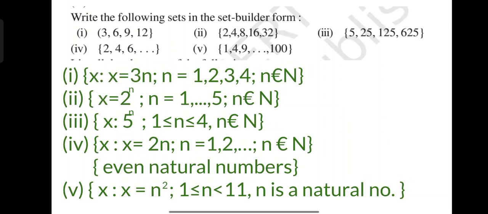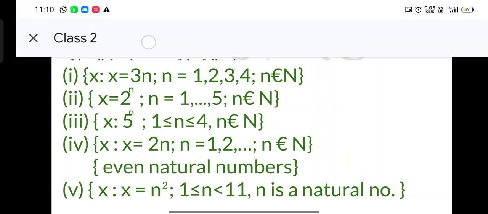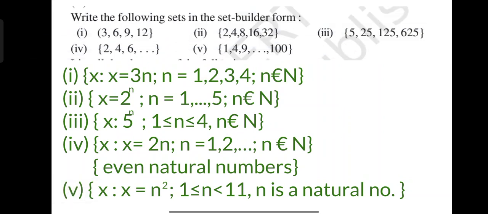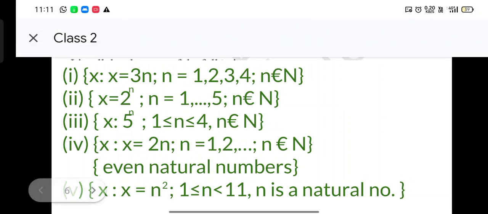So X equal to. Okay, this much should be written in every set. Set of all X such that X equal to, and then we will define the set. Okay, so the first one is the collection of multiples of 3, but we can't write 15, 18, 30, 33 and so on, since we have to write only the first 4 multiples of 3.